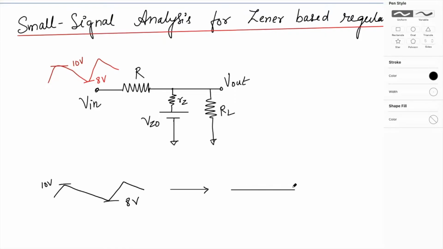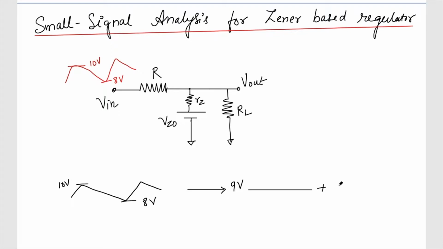I can represent this as maybe a 9 volt DC plus this small signal, which is varying from +1 to -1. So this is my small AC, or small signal, or the signal or AC. Different terminologies are used, and I'm representing this plus here.